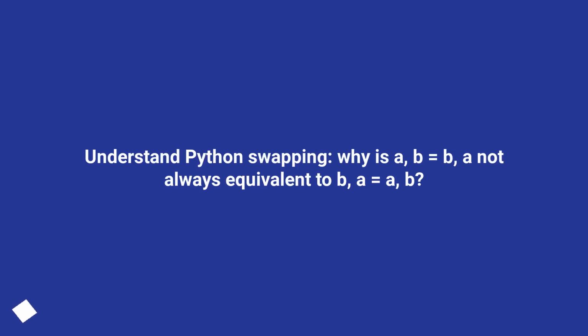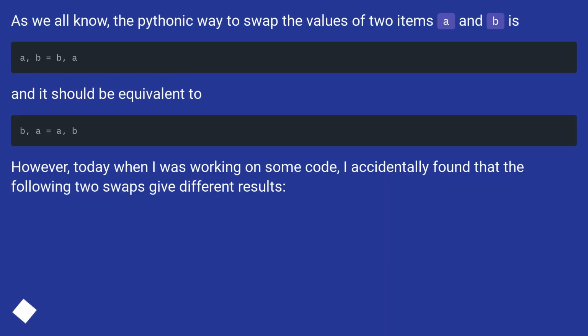Understand Python swapping. Why is `a, b = b, a` not always equivalent to `b, a = a, b`? As we all know, the Python way to swap the values of two items a and b is `a, b = b, a`, and it should be equivalent to `b, a = a, b`.